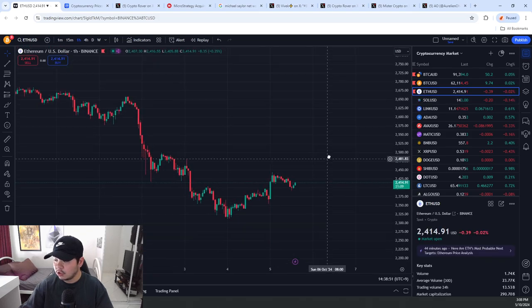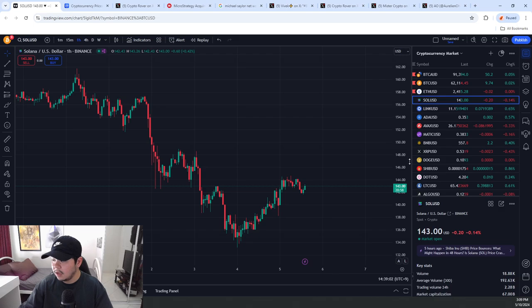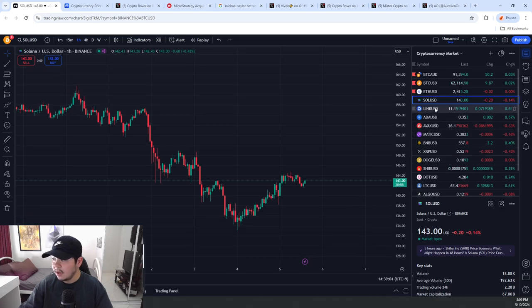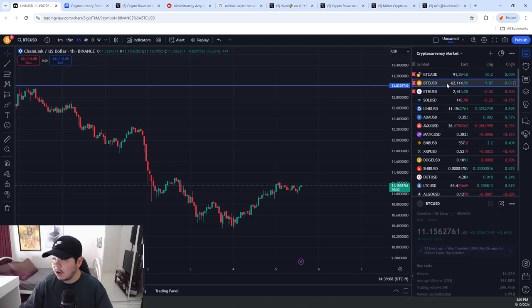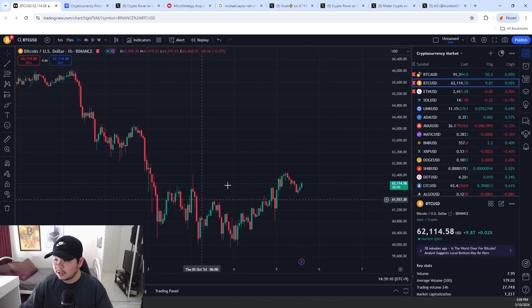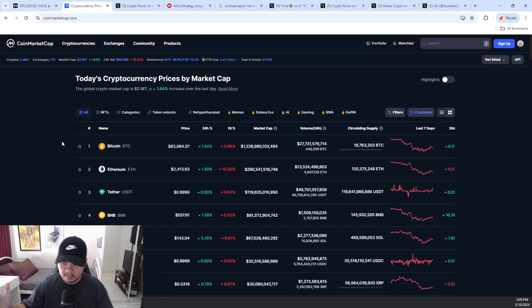Ethereum still holding strong at $2,400. Ethereum is still slightly bouncing a bit higher today than where it was for the past few days. Same with Solana, $143, and Chainlink is now back at $11, right? So a lot of alts are in fact moving, including Bitcoin. So today, the market is looking a bit better than where it was for the past few days. Overall, the market today is up 1.6%, almost 2%.